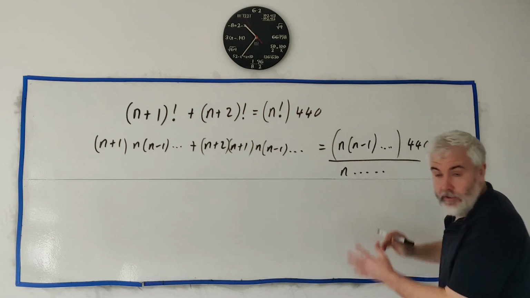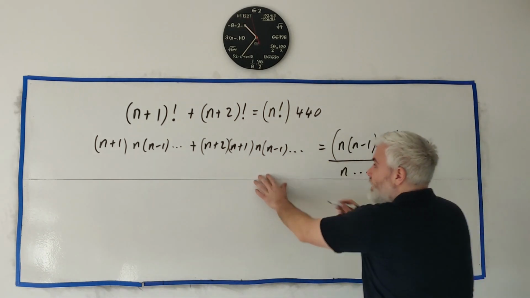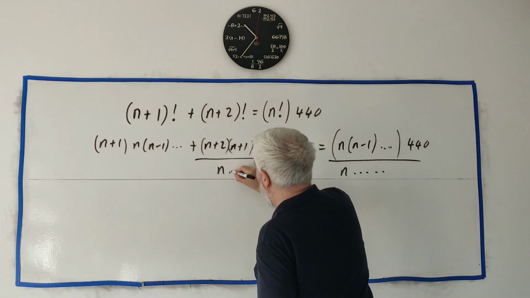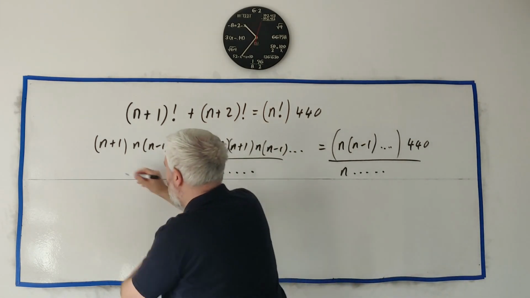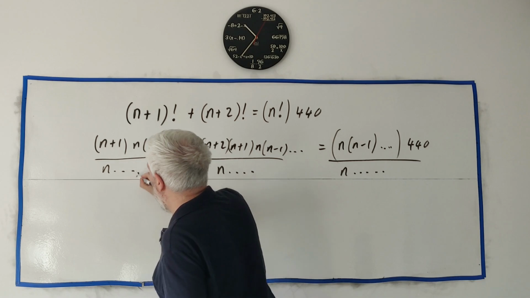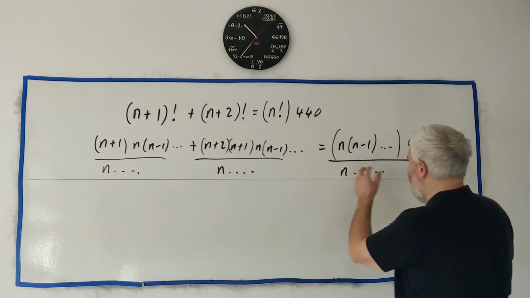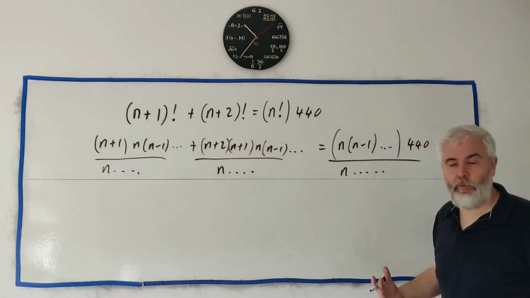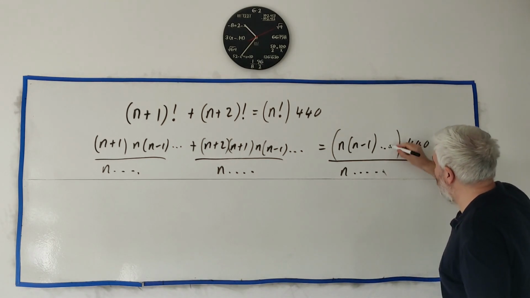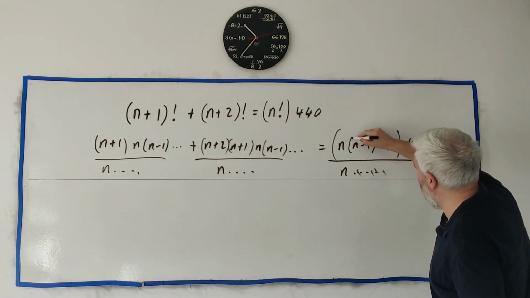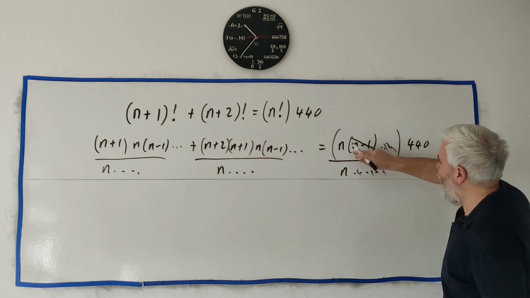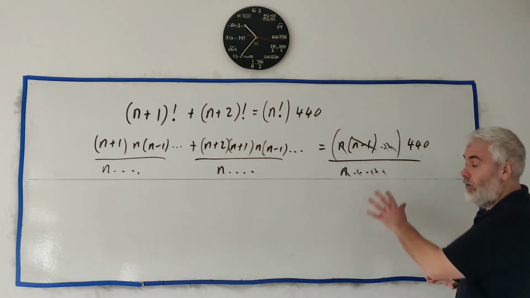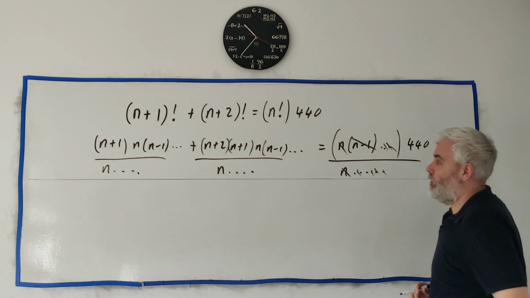I'll just put in n dot, dot, dot. We can divide this one by it. n dot, dot, dot. We can divide this one by it. n dot, dot, dot. And look what happens. All these, if you think of all these dots as the numbers in the factorial, they all cancel. It's all cancels all the way up. There's an n minus 1 here, all the way up to the n. It's all gone. On this side, we just have 440.